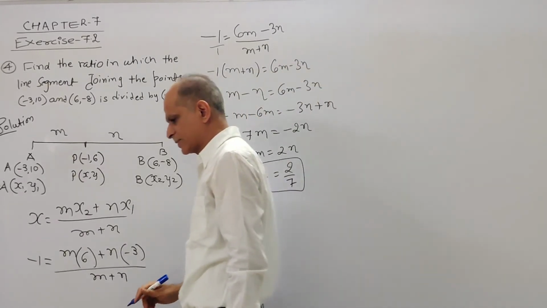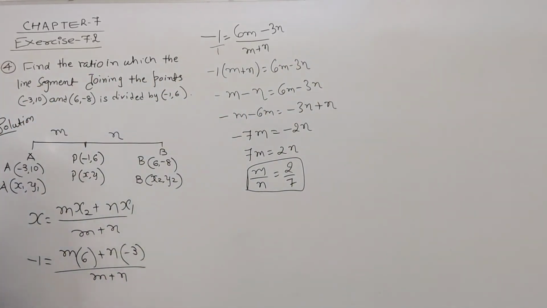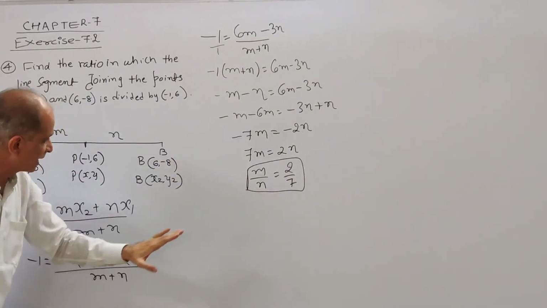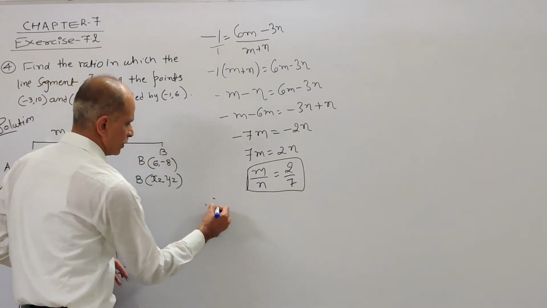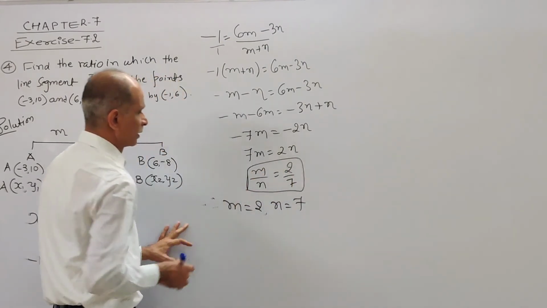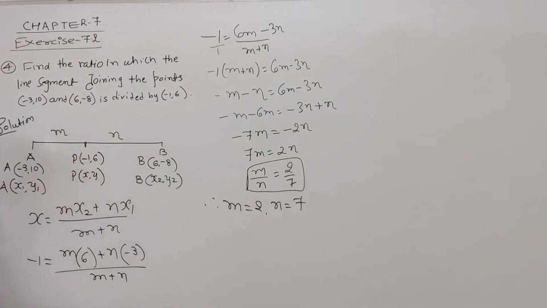So your question is the ratio in which the line segment joining these two points is divided by the point, and the ratio is m and n. So you consider m is equal to 2 and n is equal to 7. Therefore the ratio is 2 by 7. In this example I have taken the x coordinate. One can also solve this example with the help of the y coordinate. Let me solve this example by taking the y coordinate.